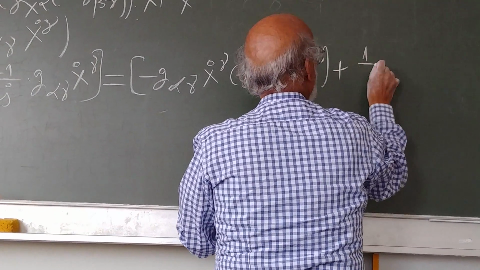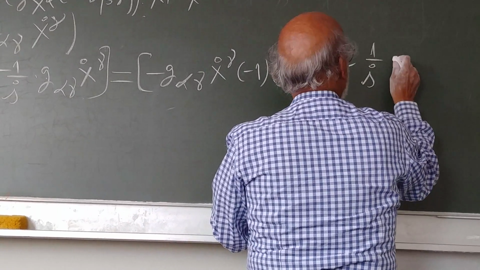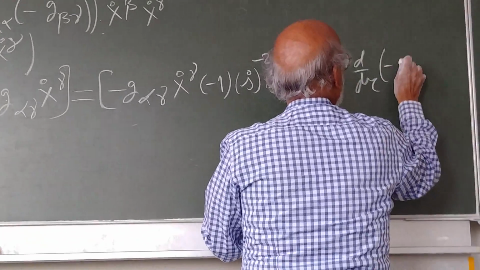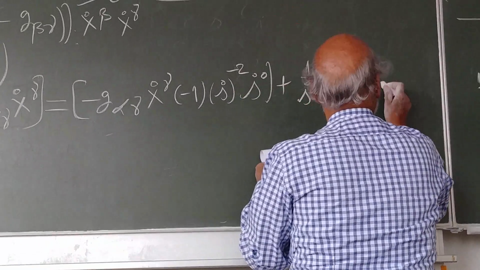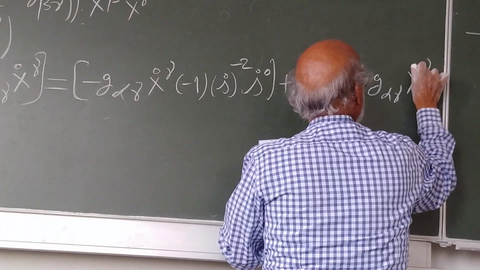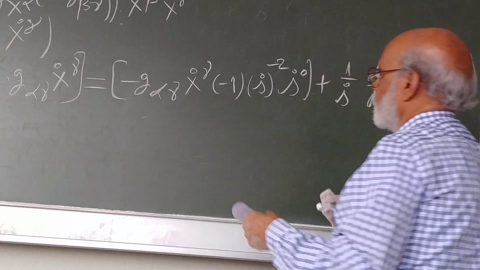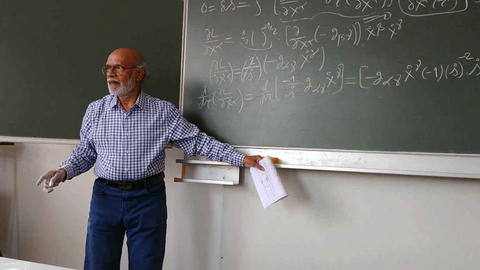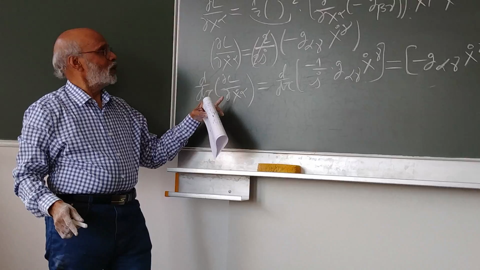Plus 1 upon s dot, d upon d tau of minus g alpha gamma x gamma dot. Okay, so we have these two terms as a result of this.